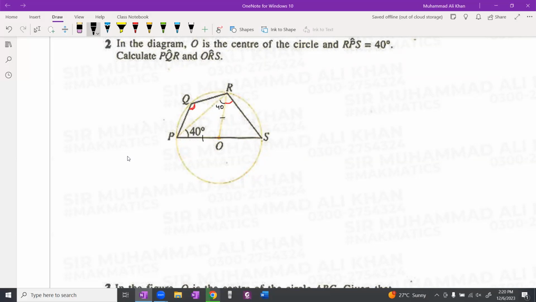If we subtract 40 and 40 from 180, this angle is 100. And this angle is 80. Here again, OS is a radius. So we can say that this is X and this is X. So X plus 80 equals 180. What is the value of X? The value of X is 50. This is 50 and this is 50.